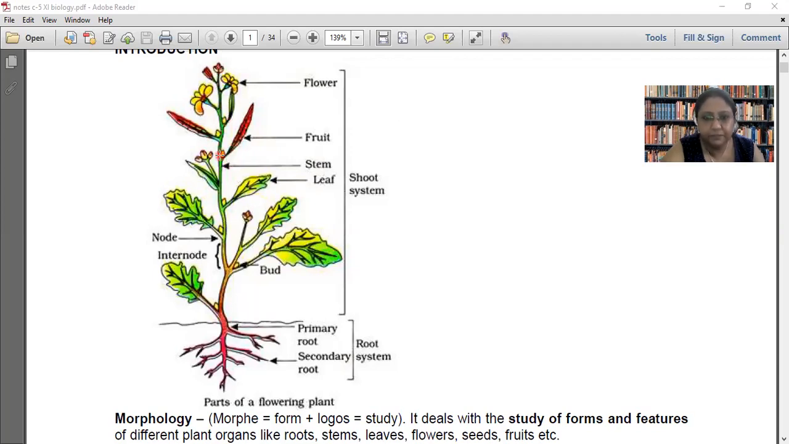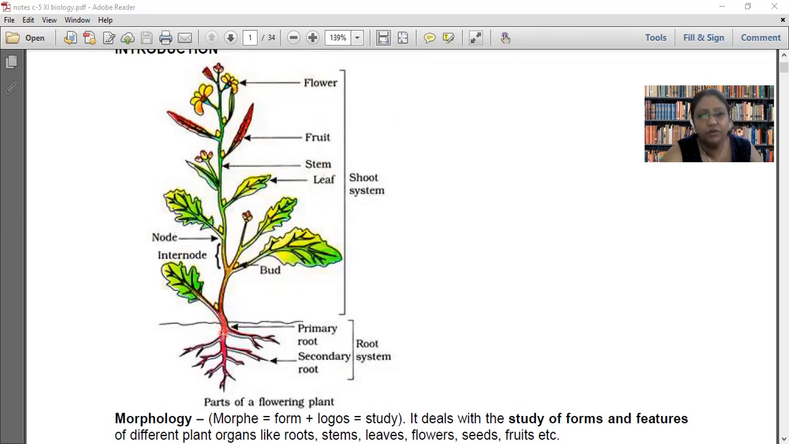Then they have the stem. Stem is the structure which is present above ground and it is holding all other structures. It has leaf, it has bud from which the flowers are coming, and it has nodes and internodes. So what are nodes? Nodes are something from which the branching is coming out. And between two nodes, the middle part is called internode. So all these comprise the shoot system of a plant.